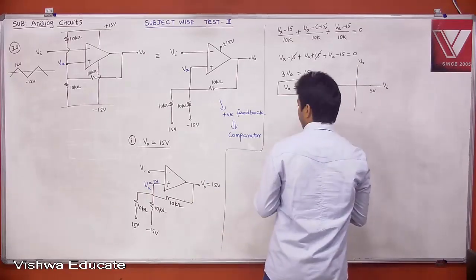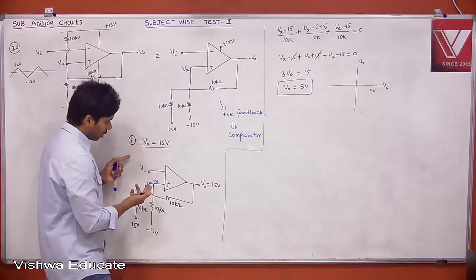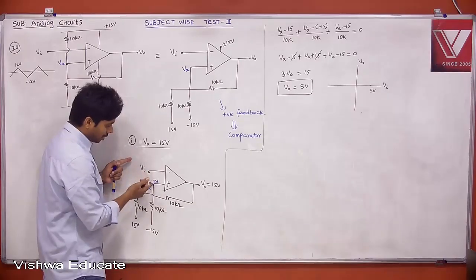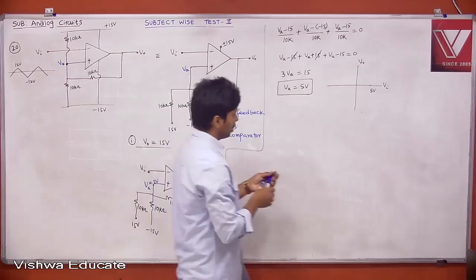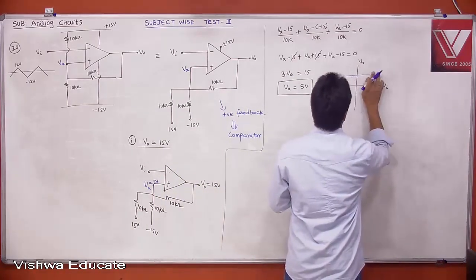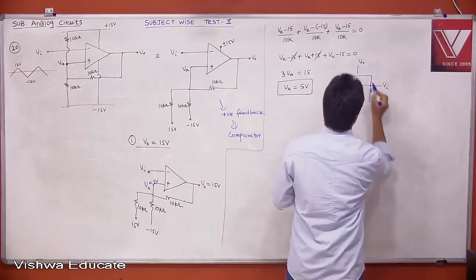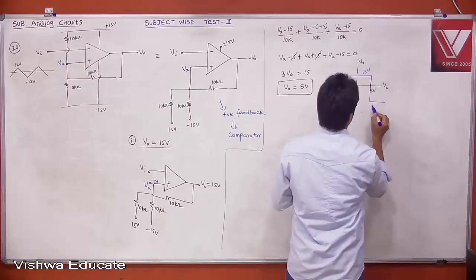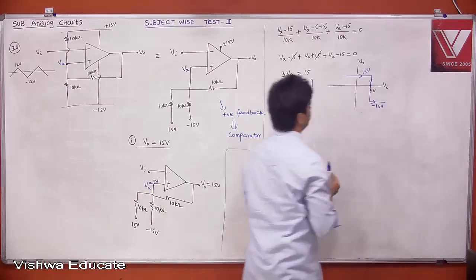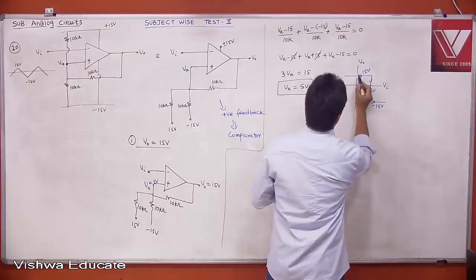When VI is less than 5, which is more? Plus is more or minus is more? If it is less than 5, plus is more than plus VSAT. If it is less than this, this is our output. More than 5 volt, it will be minus 15. This is plus 15, minus 15. Therefore, the arrow is indicating the direction. When input is changing from minus infinity to plus infinity, you will get this.